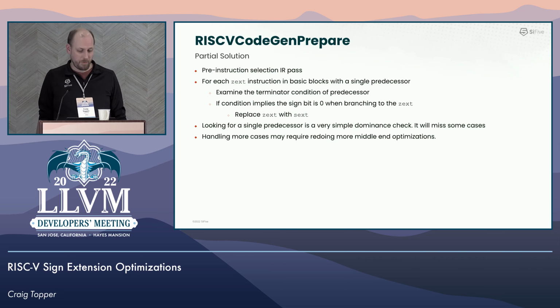Now, I've currently implemented a partial solution for this that adds a pre-SelectionDAG IR pass that goes through every zero extend instruction in a basic block with a single predecessor. And it checks the terminating condition of that predecessor and sees if that terminating condition implies that the sign bit is 0. And if it is, we will replace this zero extend back with a sign extend, recovering what was lost in the middle end.